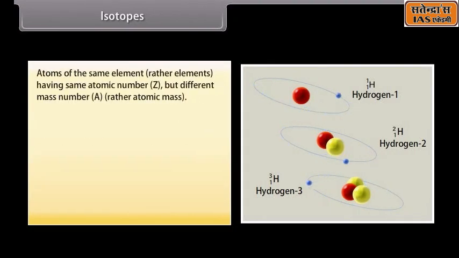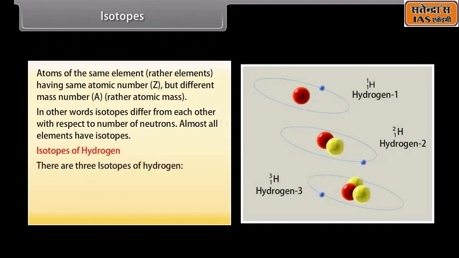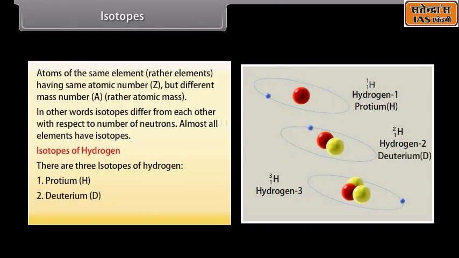Isotopes are atoms of the same element, or rather elements having the same atomic number, Z, but different mass number, A, or rather atomic mass. In other words, isotopes differ from each other with respect to the number of neutrons. Almost all elements have isotopes. Isotopes of hydrogen. There are 3 isotopes of hydrogen. 1. Protium. 2. Deuterium. 3. Tritium.